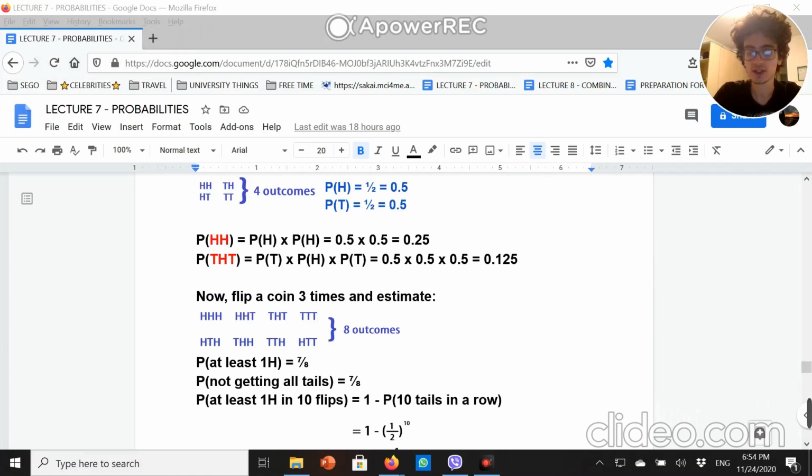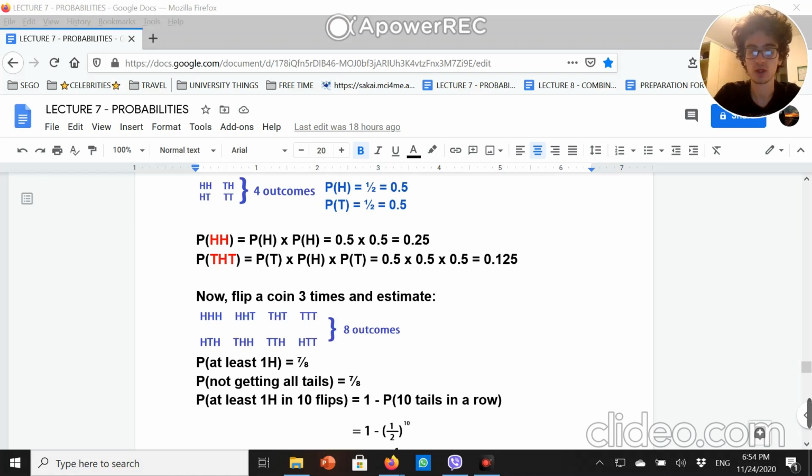Let's take a look at first at our outcomes. What is the probability of getting all tails? It will be 1 over 8, right? Because in these 3 flips you can get 3 tails only once, right? So the probability of getting all tails will be 1 over 8.